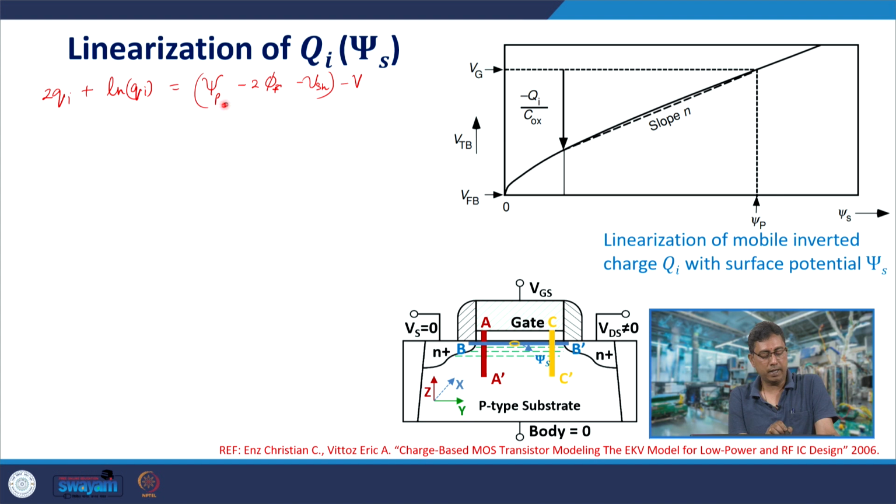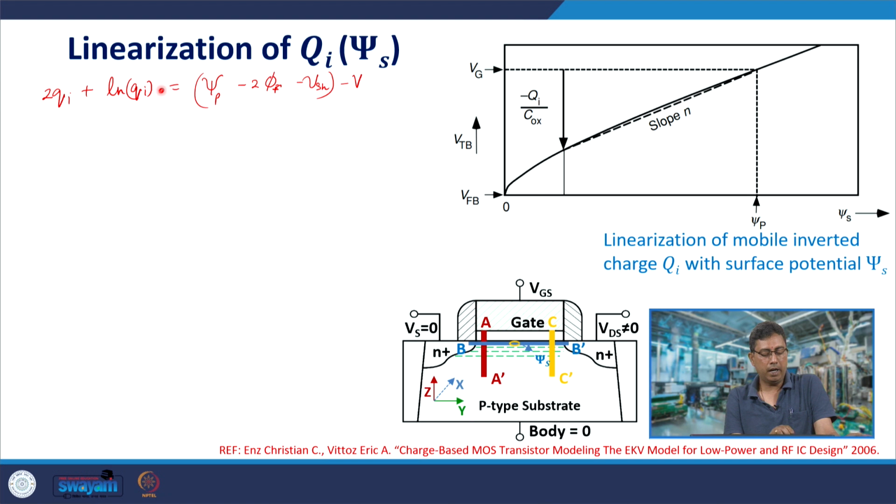So, suppose V is 0 and chi p is anyway larger than 2 phi f. 2 phi f is the approximate value of surface potential when strong inversion takes place. So, the left hand side has the largest value when V is 0. There it is the linear part 2 q I which dominates, and if q I is a large value, its natural logarithm would be a much smaller value compared to q I.